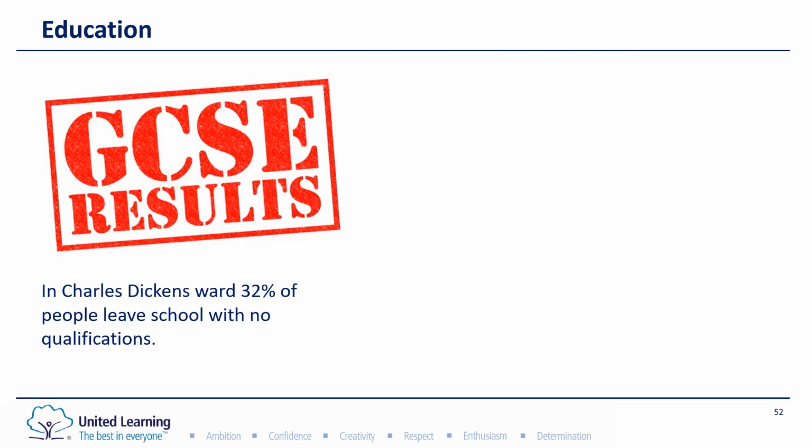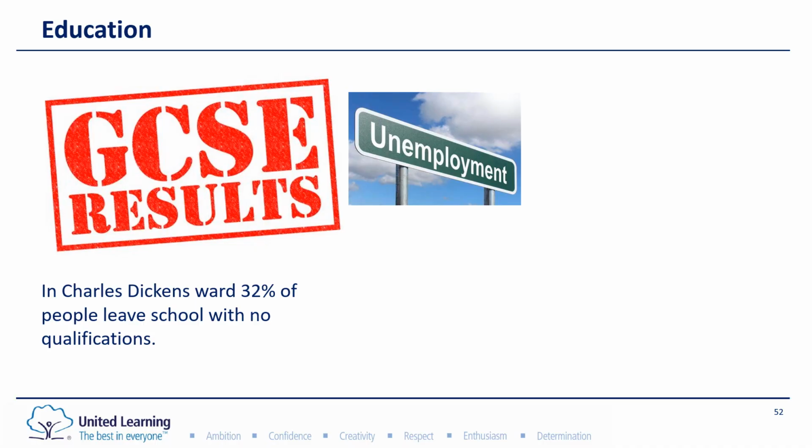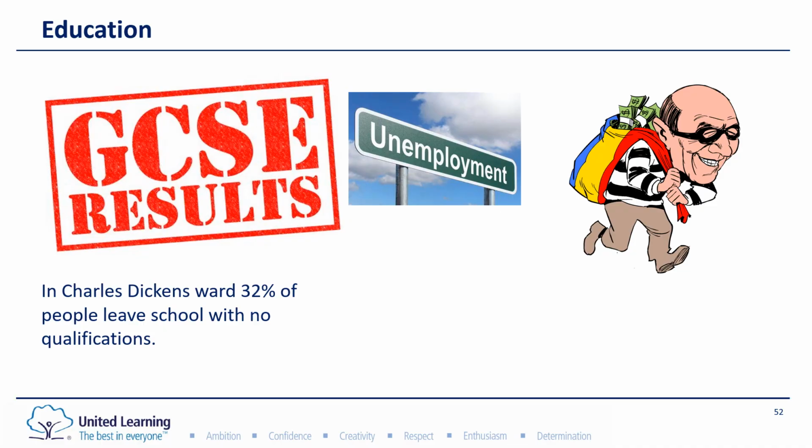Education is another challenge in Portsmouth. In the Charles Dickens ward, 32% of people leave school with no qualifications. This means unemployment in the area is high, which in turn leads to the area having a higher crime rate, and to be precise, an average of 677 crimes per month.